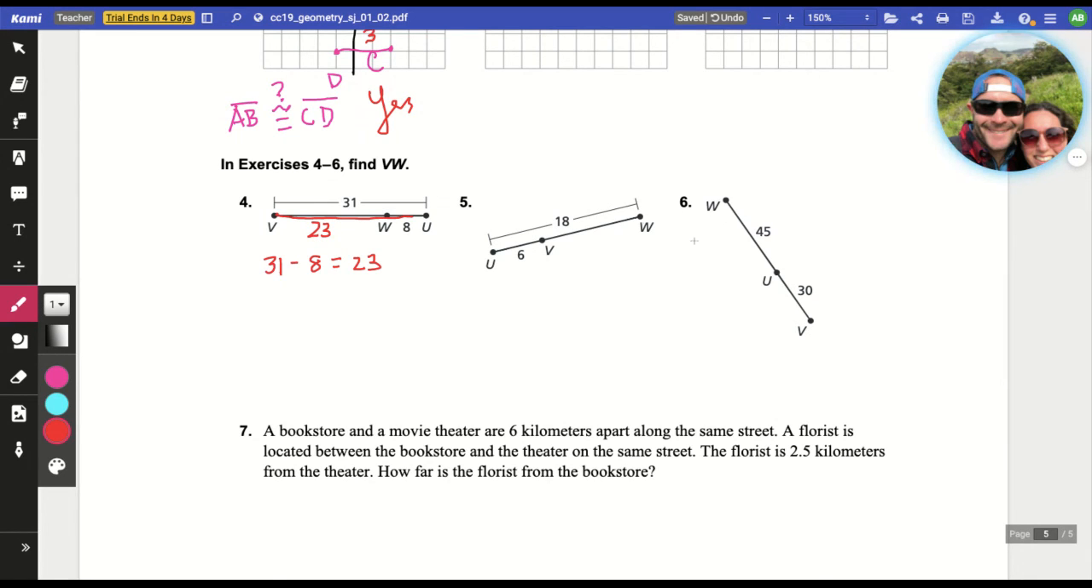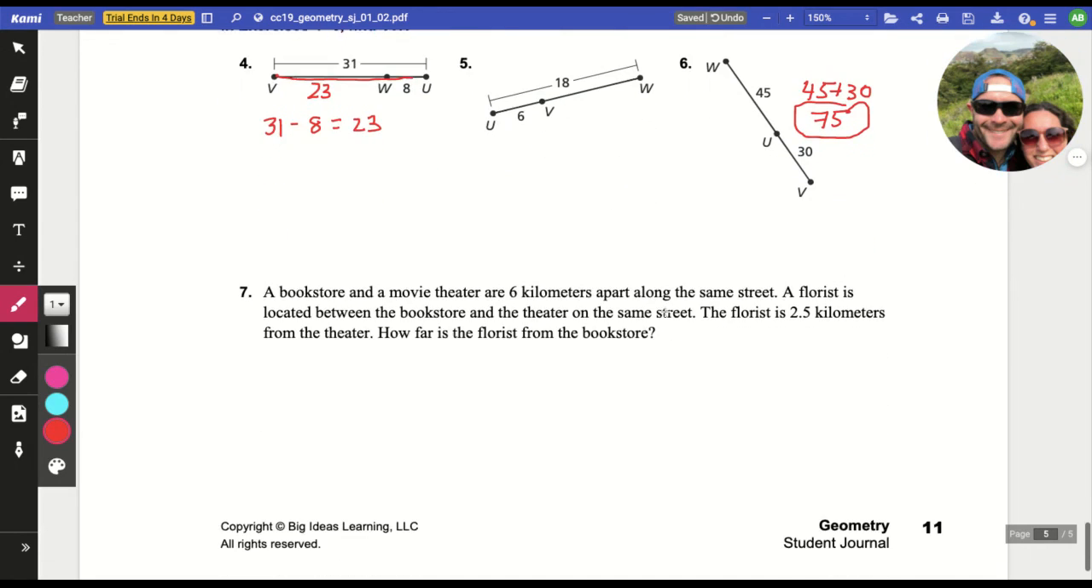And the same thing goes here, V to W. So if I know this is 45, and VW is this whole segment, that's 45 and that's 30. That whole thing should be 45 plus 30, so that is 75. That is the length of VW, okay?